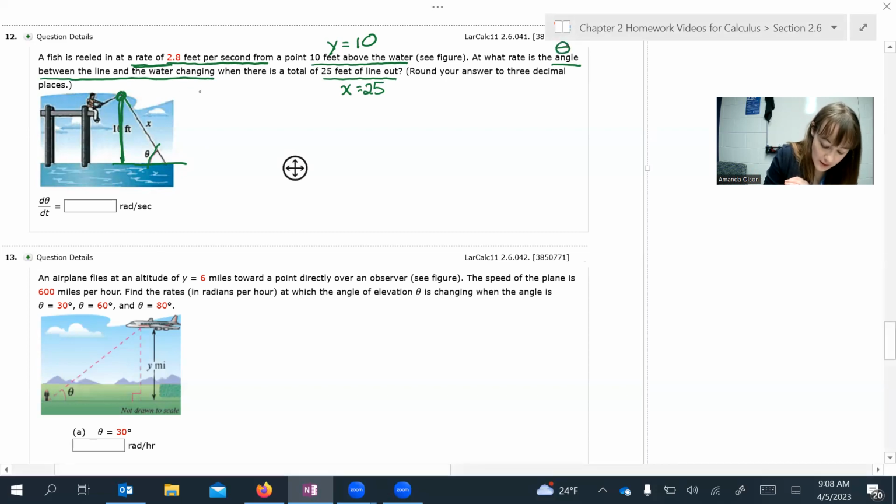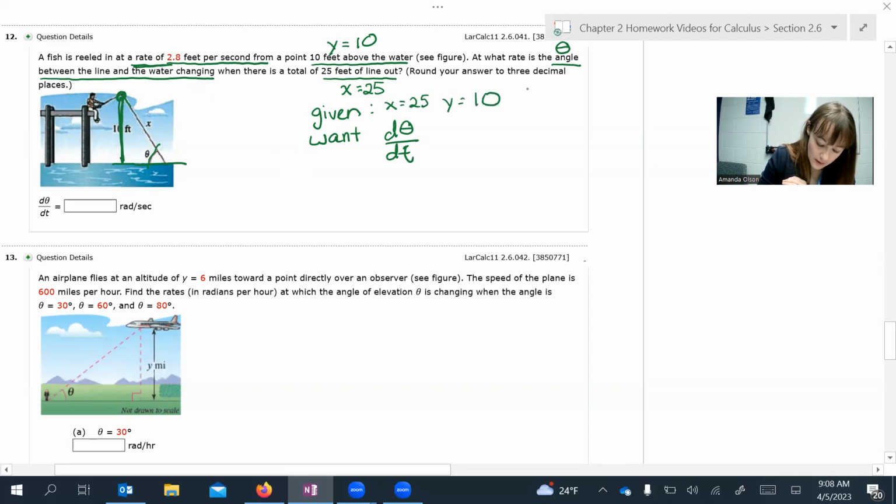So we have that angle, and what we want is to find d theta dt. What we're given is that x is equal to 25, y is equal to 10, and the rate of change of x, since we defined x to be the reel, is going to be that dx dt. We're given that that's changing at a rate of 2.8 feet per second.